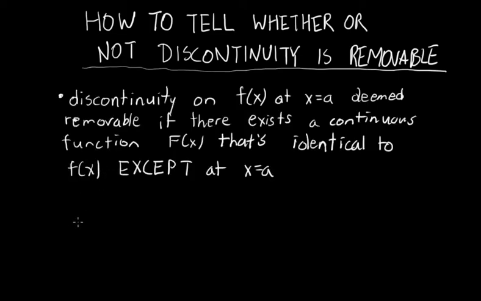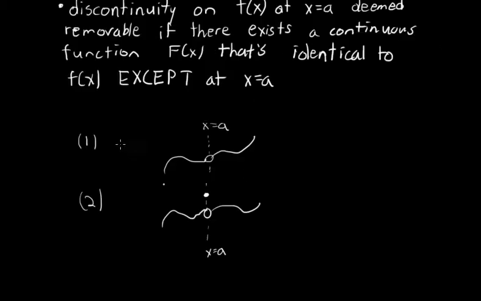We've covered in a previous video that a discontinuity on f of x at x equals a is deemed removable if there exists a continuous function, capital F of x, that's identical to lowercase f of x except at x equals a. If there exists such a function, then lowercase f of x is said to have a removable discontinuity at x equals a. We've also covered the two scenarios in which lowercase f of x has a removable discontinuity at x equals a.